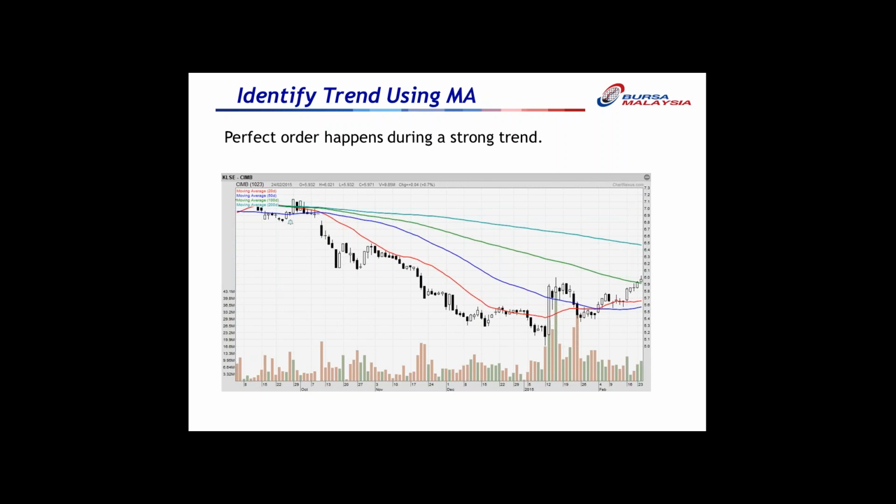So this is what I mean. When a shorter period is above the longer period, that means when a 20 day moving average is above the 50 day moving average, it just means that it could be an uptrend.